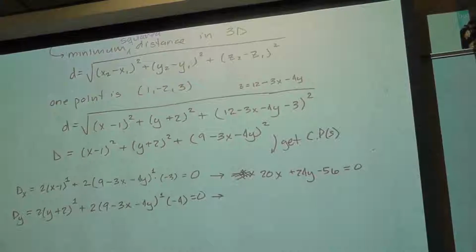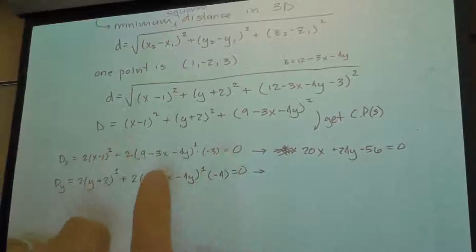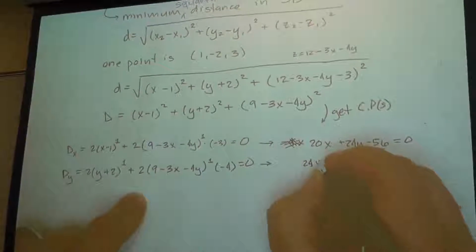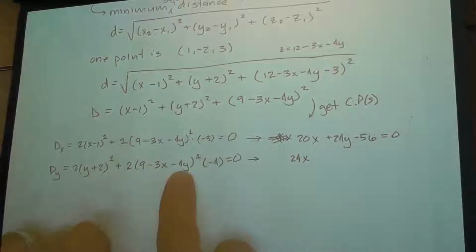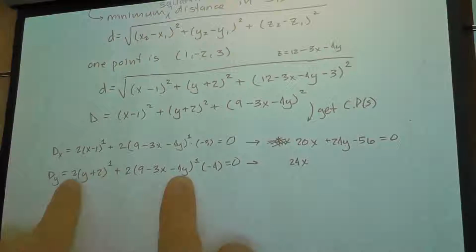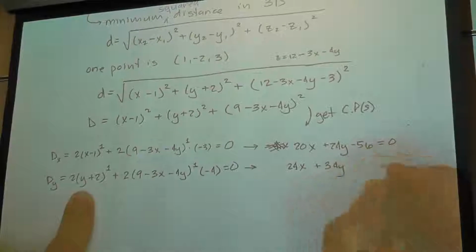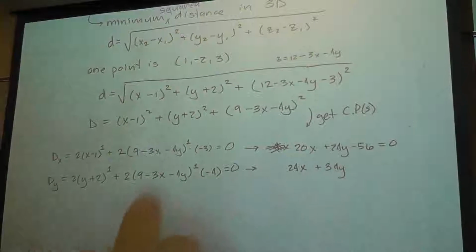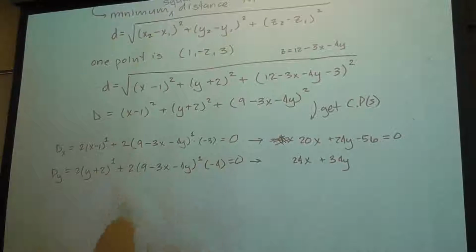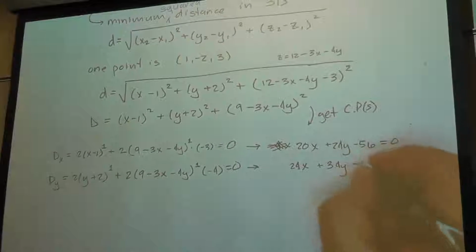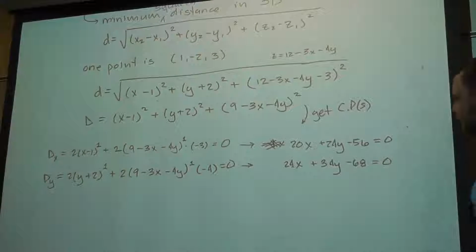Let me try it with the second one too. The coefficient of x is going to be negative 4 times 2, so negative 8 times negative 3, 24x. The coefficient of y from here is going to be negative 8 times negative 4, positive 32. Positive 32 with 2y is plus 34y. The constant term is going to be negative 8 times 9, so negative 72. Negative 72 plus 4, negative 68, equals 0. So it's a linear system.